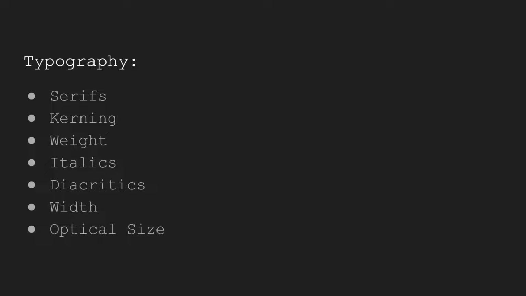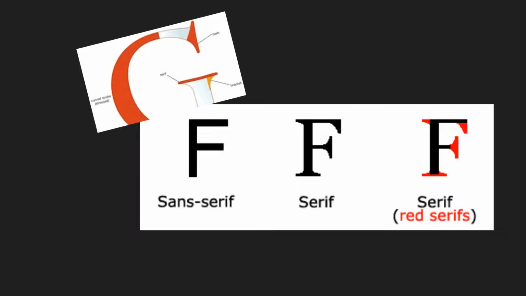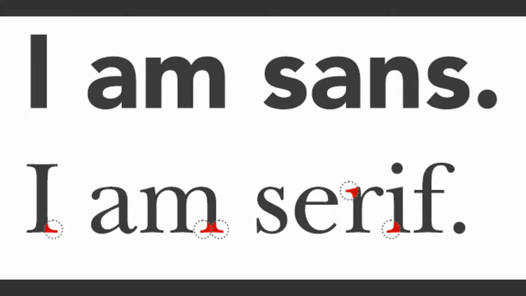Here's a really brief overview of everything that fonts have to do to actually look nice and all the extra stuff that the font file metadata has to store. Serifs are a slight projection finishing off a stroke of a letter in certain typefaces. Or the way I say it, the little nubs and notches at the end of the letters that make them look all fancy. Here's a couple, and here's a couple more. Not all fonts have these. If it's what's known as a sans serif font, that means it doesn't have serif, because sans means no.